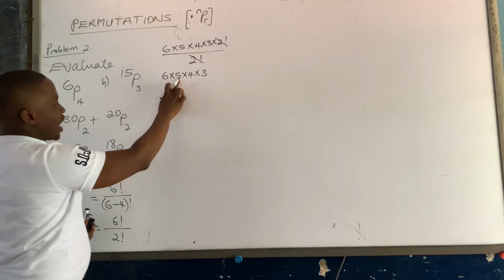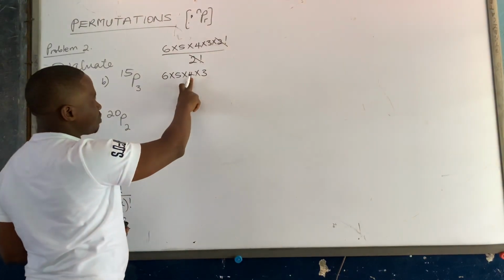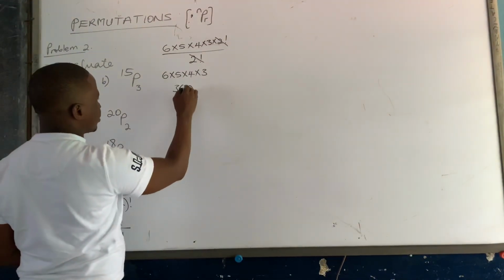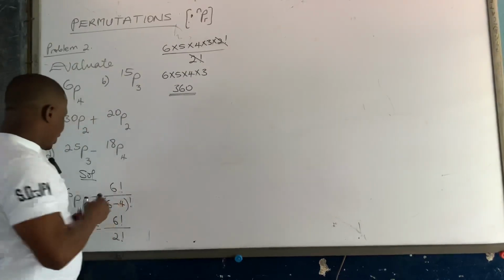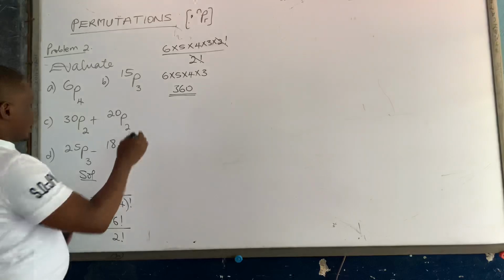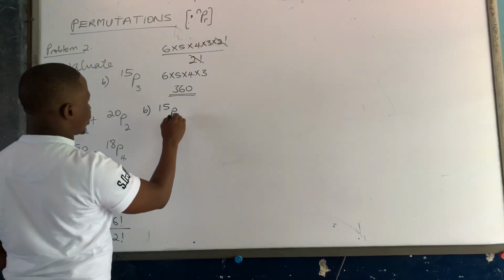So 6 times 5 is 30. 30 times 4 is 120. 120 multiplied by 3 is 360. So 6 permutation 4 is 360. The second one says 15 permutation 3.